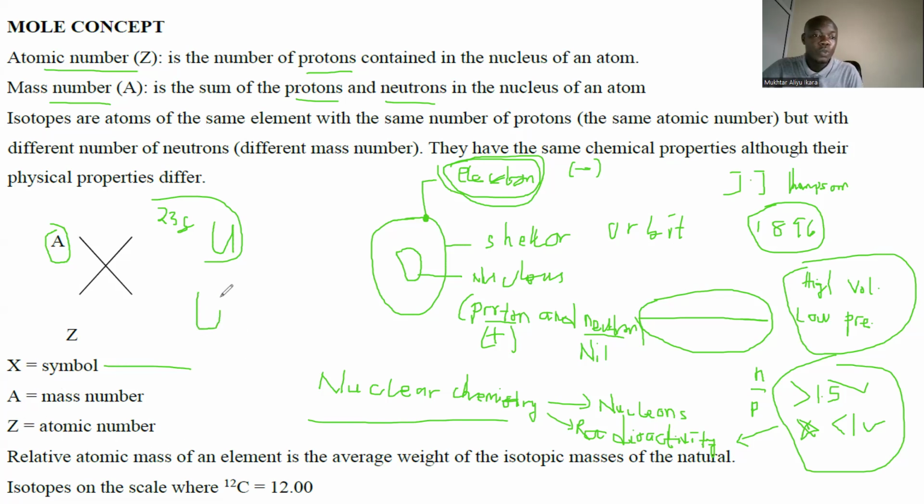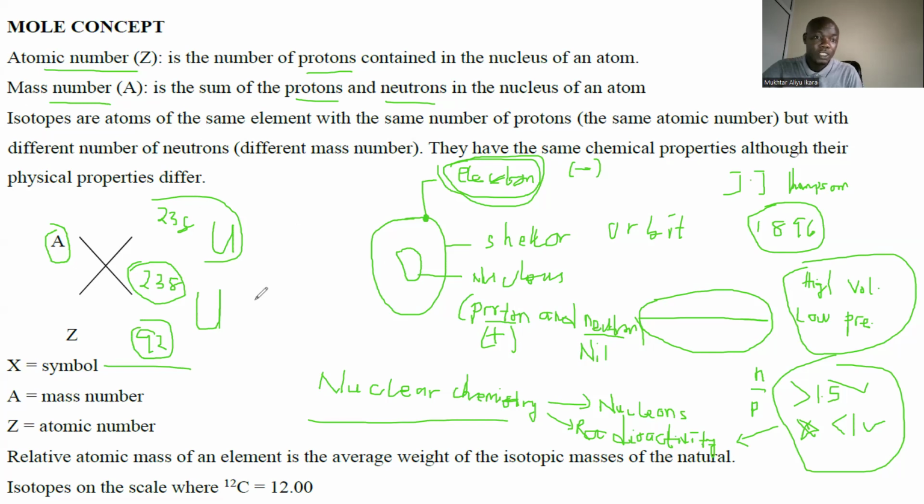Now, if we have uranium here, the mass number is 238. Remember, A represents the mass number, so this 238 is the mass number of the element. And the atomic number of uranium is 92. So now, how do we get the neutrons to protons ratio?